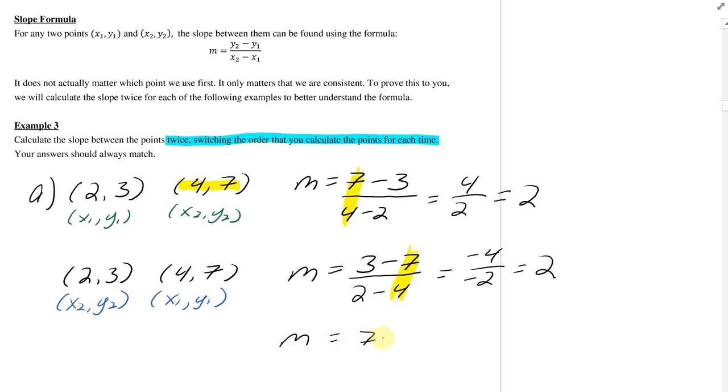What I can't have would be something like this: 7 minus 3 over 2 minus 4, because then I've split them across from one another. So this would be the one way I can't do it. But as long as I keep that point together, that's fine. And that also works with the other point. I have this 2 and this 3 together. See how they stay together in those formulas? That's the way that I look at it.